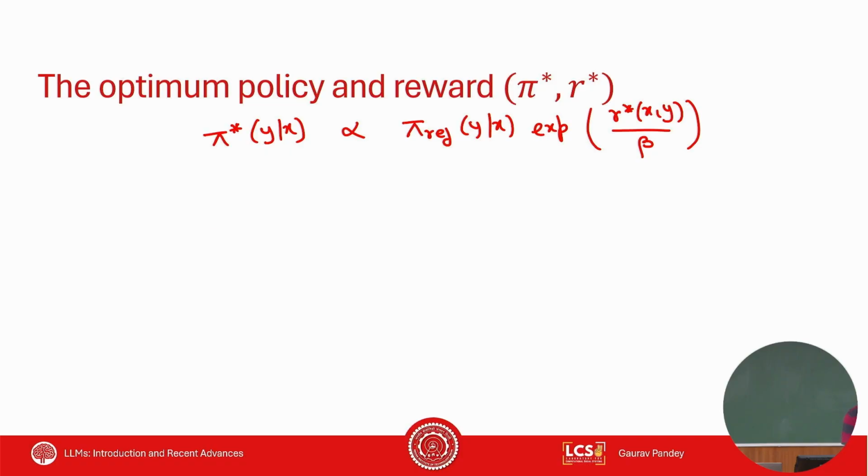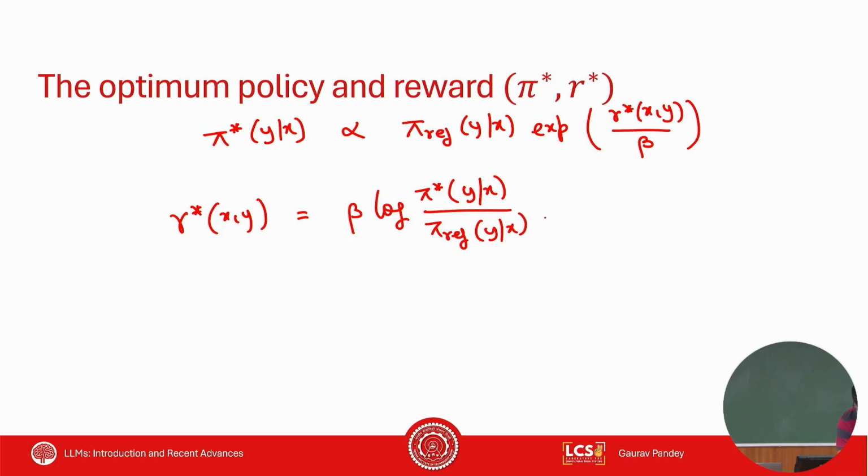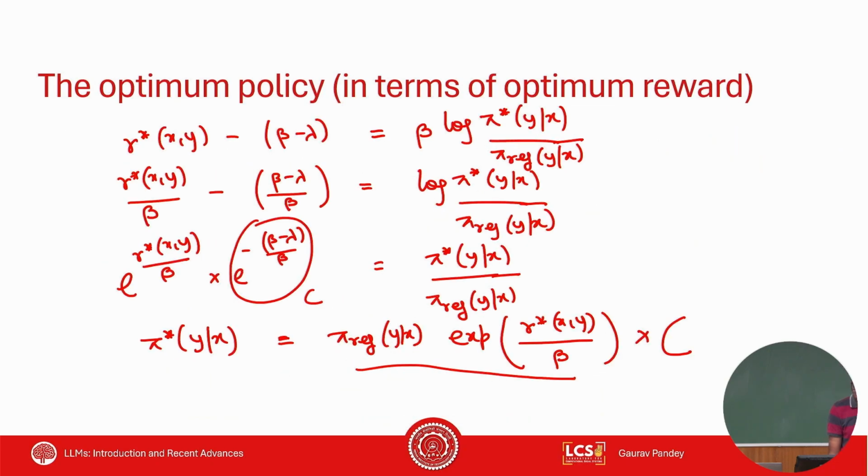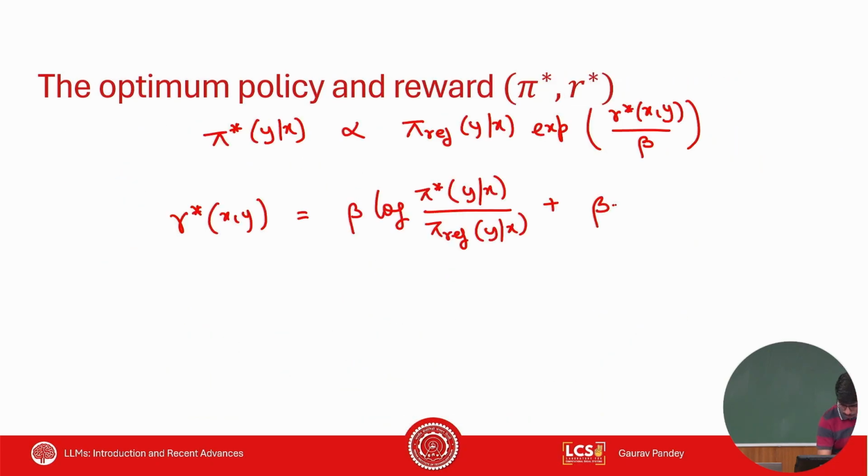And we also had another equation. Does anybody remember what the other equation was? What is r star x comma y? It is beta times the log probability ratio of pi star over pi ref, plus something else. What was it? I don't remember. It was beta minus lambda. Okay, and this is the equation that we will plug into the reward model training objective.